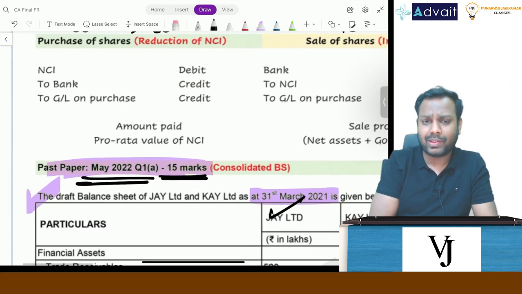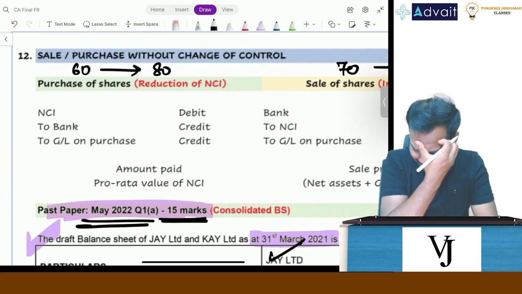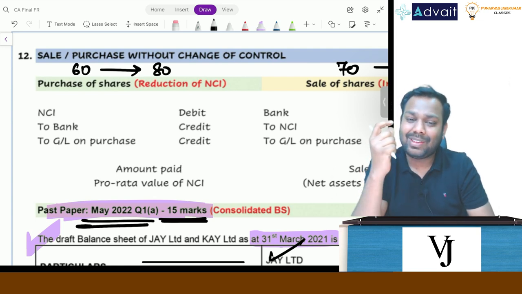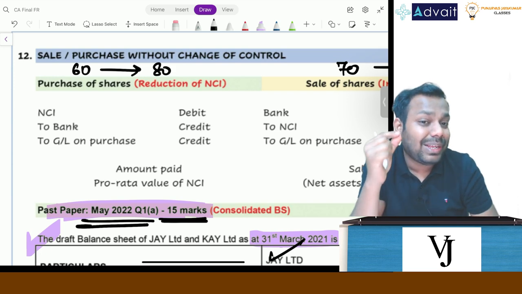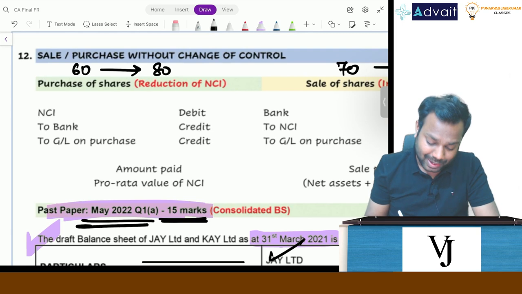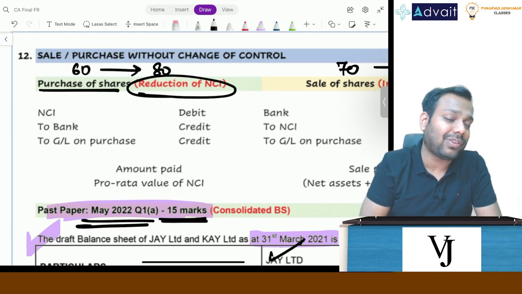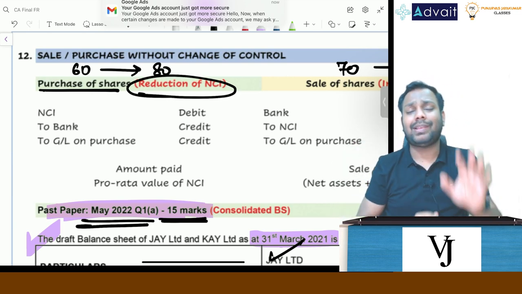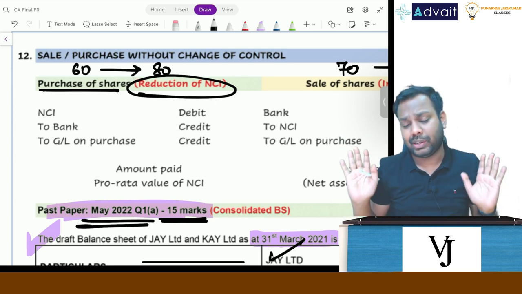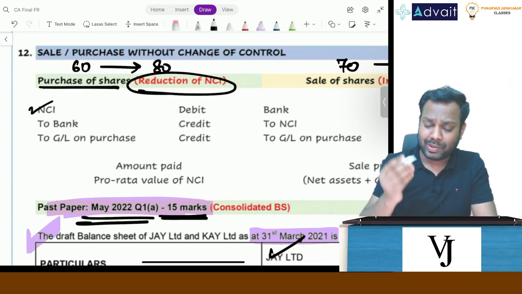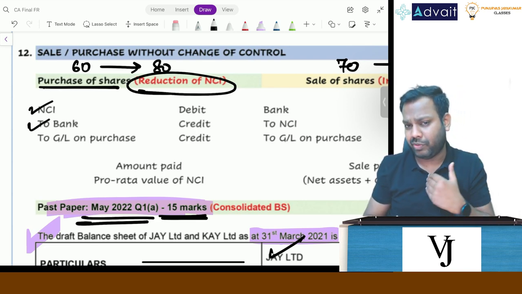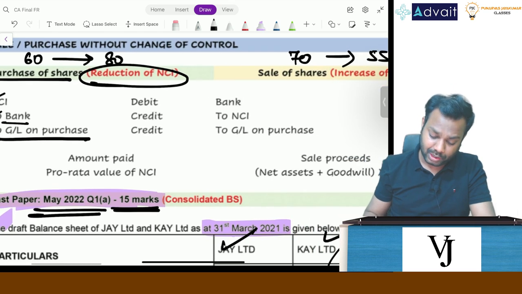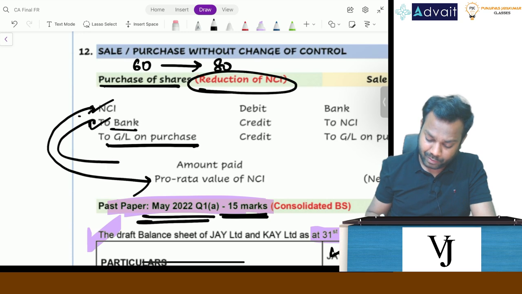So what is the treatment? See, guys, understand. When we increase from 60 to 80, NCI reduces from 40 to 20. And when something reduces, we reduce it proportionately. So purchase of shares is also called reduction of NCI. When the NCI reduces, reduce it proportionately, that is carrying amount of NCI divided by 40% multiplied by 20%. Reduce means debit NCI proportionately. Credit to bank, because we have purchased shares, so we'll have to pay the money. The difference is gain or loss on purchase. So NCI will be reduced by the pro rata value of NCI, and bank will be the amount paid.